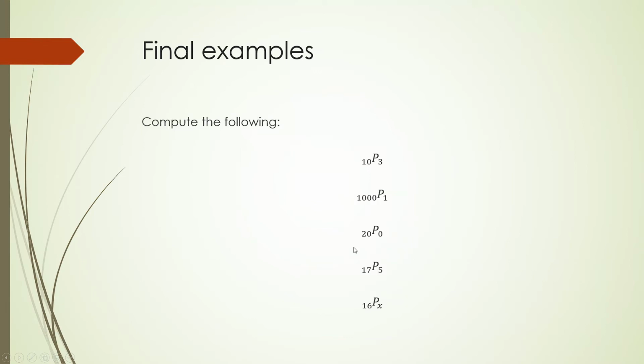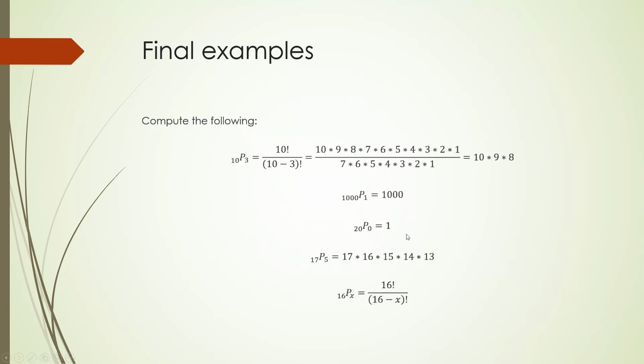This next one, this 20P0, is a bit of a trick question. It's saying I have 20 things, but I am picking nothing. I am doing nothing. How many different ways can I do nothing? Well, there's honestly only one way I can do nothing, and that is by doing nothing. So the only number of ways I can do nothing is one, because I can only do one thing, and that one thing is no thing, nothing. So that's how we get 1 there.